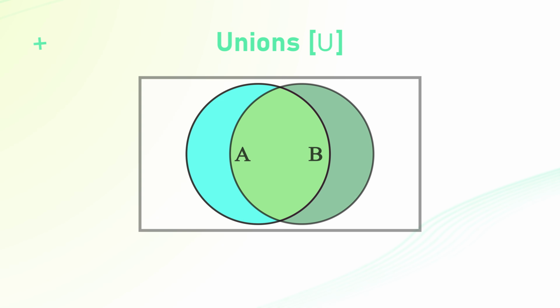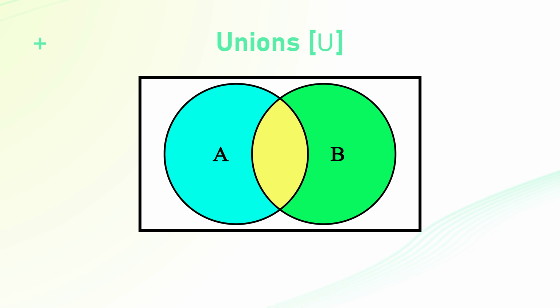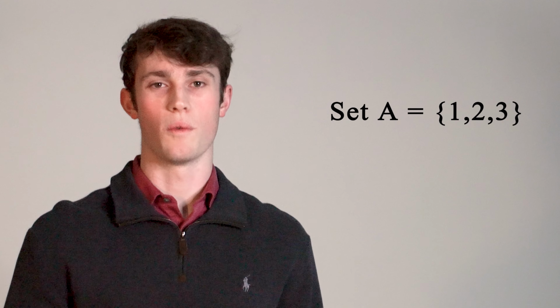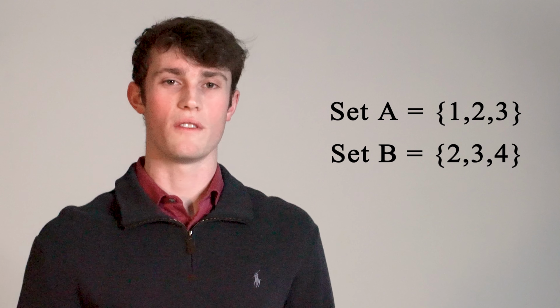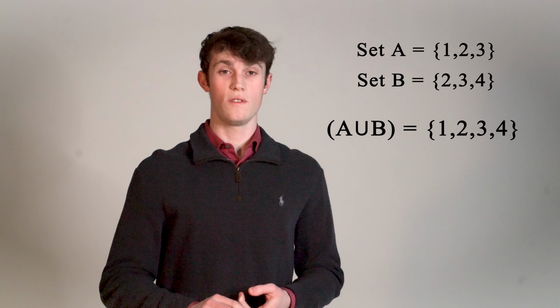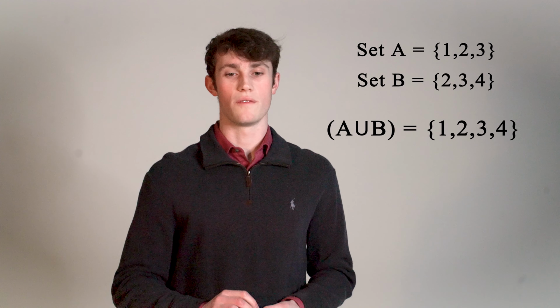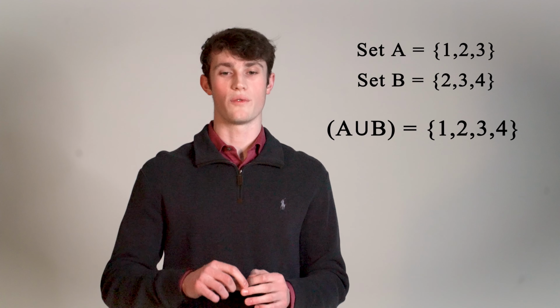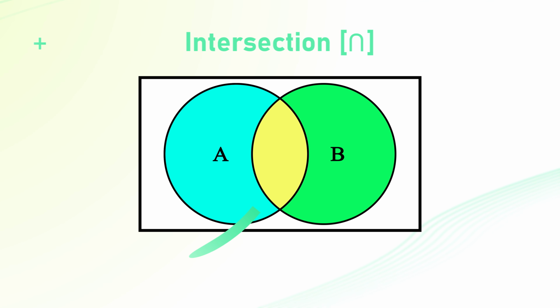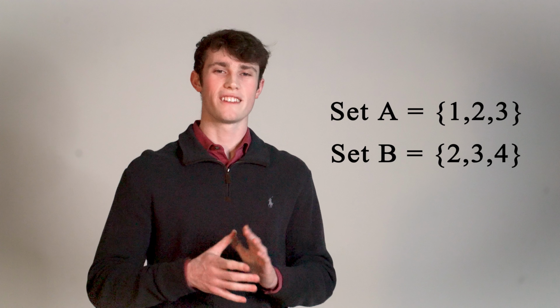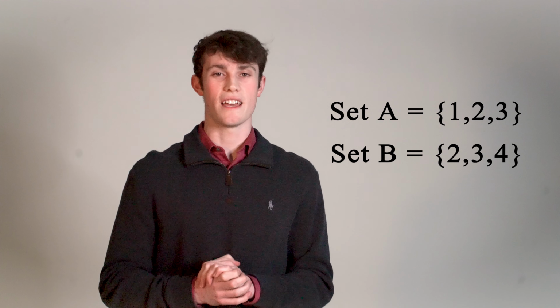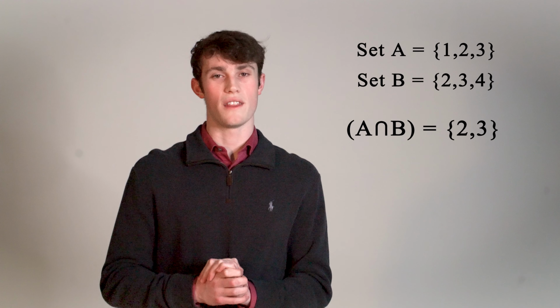A union includes every value that is in both sets, as seen in this Venn diagram. Everything in set A and B is included and everything outside is excluded. Say, for example, we have two sets, set A with values 1, 2, and 3, and set B with values 2, 3, and 4. The union of sets A and B would include values 1, 2, 3, and 4. An intersection operation looks like an upside down U and includes every value that intersects two sets. Using the same sets, the intersection of sets A and B would include values 2 and 3.